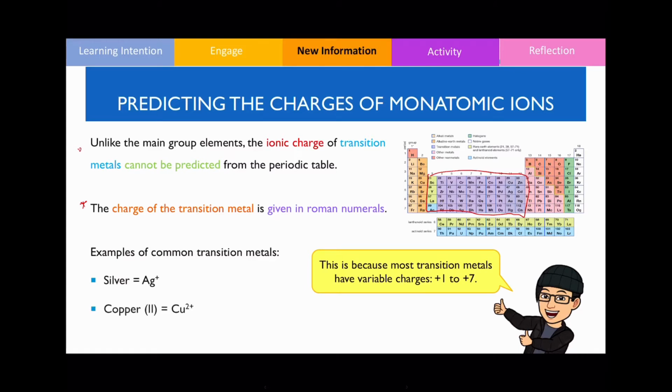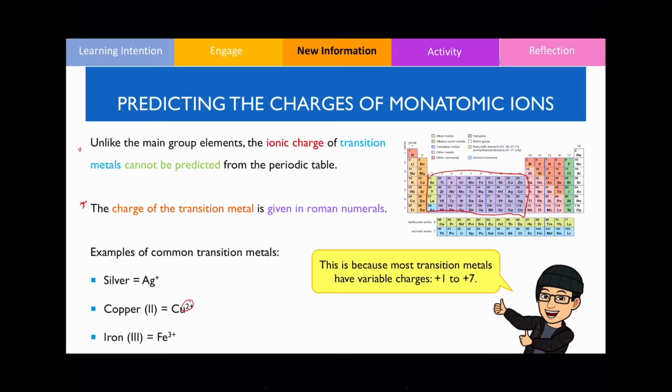For our next example, copper 2, as you can see here, is going to have a valency of positive 2. And for the last one, iron 3, as you can see here, is going to have a plus 3 charge. Again, I just want to remind you that because transition metals are classified as metals, they will still have a positive charge rather than a negative charge.